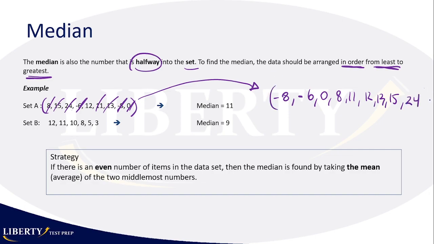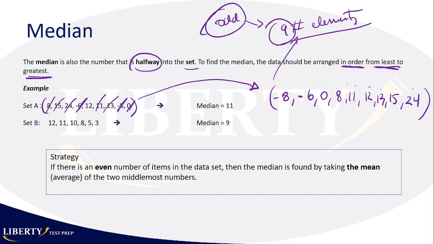Now, how many elements do you have here? You have 1, 2, 3, 4, 5, 6, 7, 8, 9. So 9 elements in total. Now, if you have an odd number of elements, then your median is always going to be one of these numbers, the one that falls in the middle, right? So if you have 9 numbers, the 5th element will be your median. Why? Because you have 4 to the left and 4 to the right, and 11 will be your median. You see? Okay, that happens when you have an odd number of values.